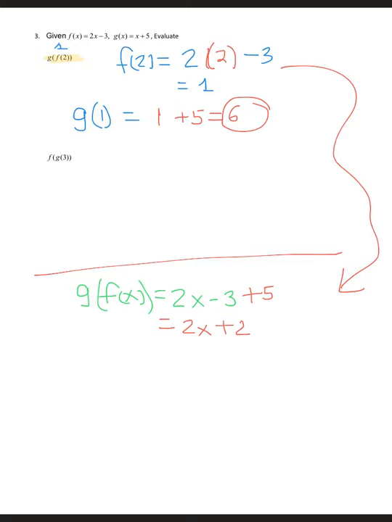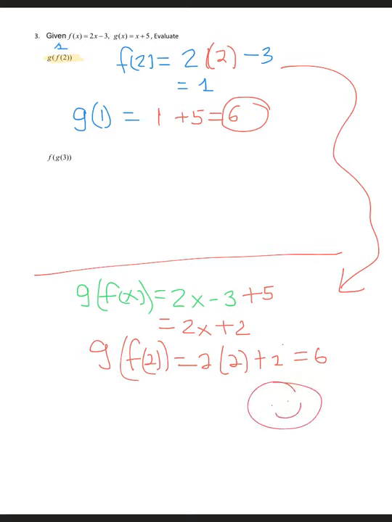And now I just do g of f of 2, which is just plugging 2 into this equation, which is going to be 2 times 2 plus 2, which equals 6. So I know my answer is correct there. But see, this is a lot of work doing all this.